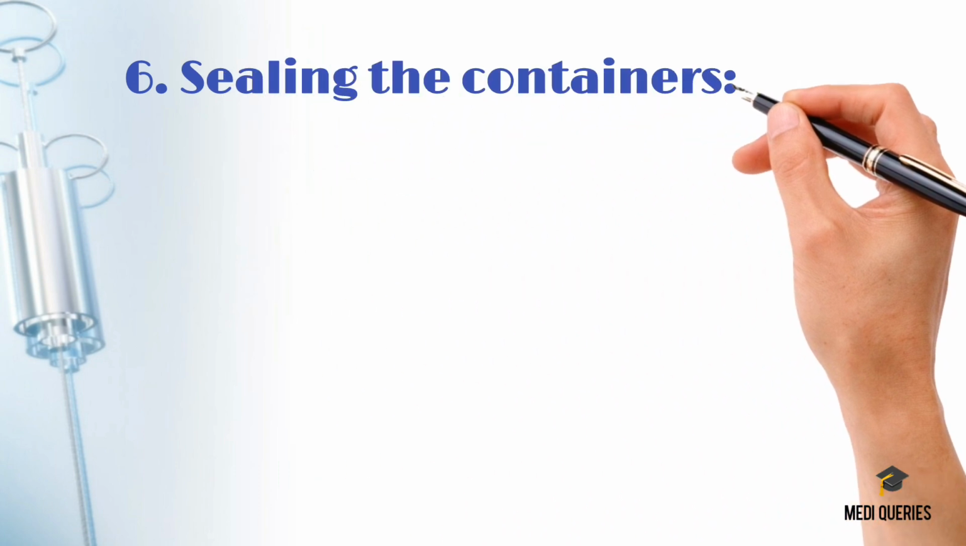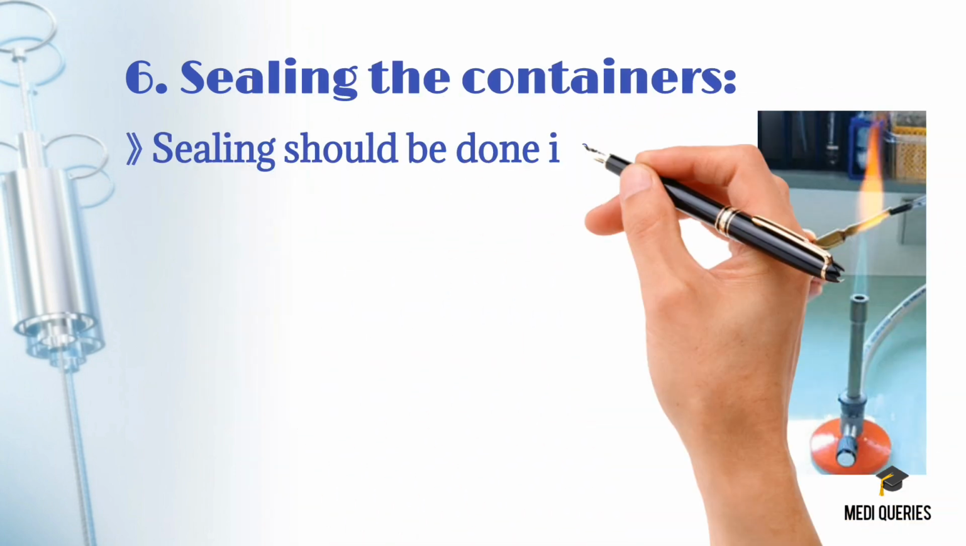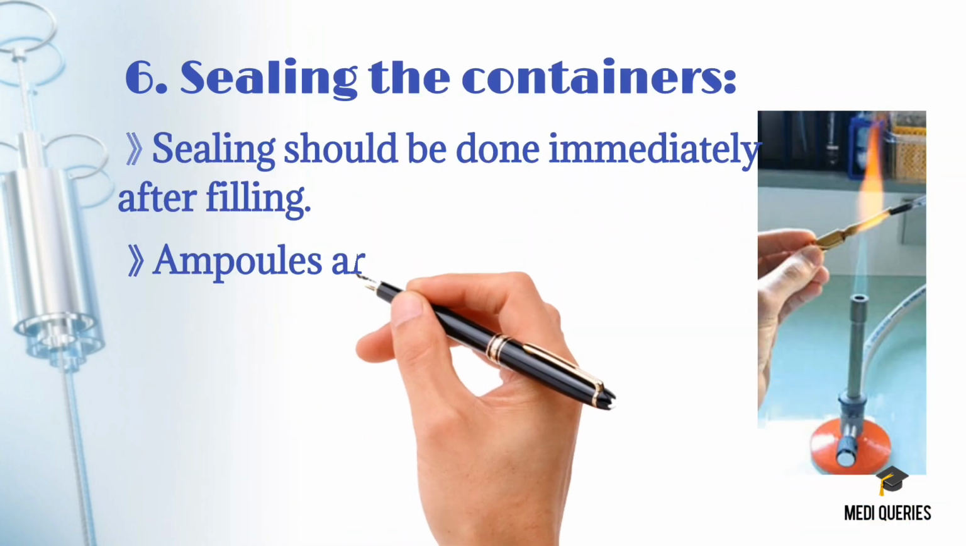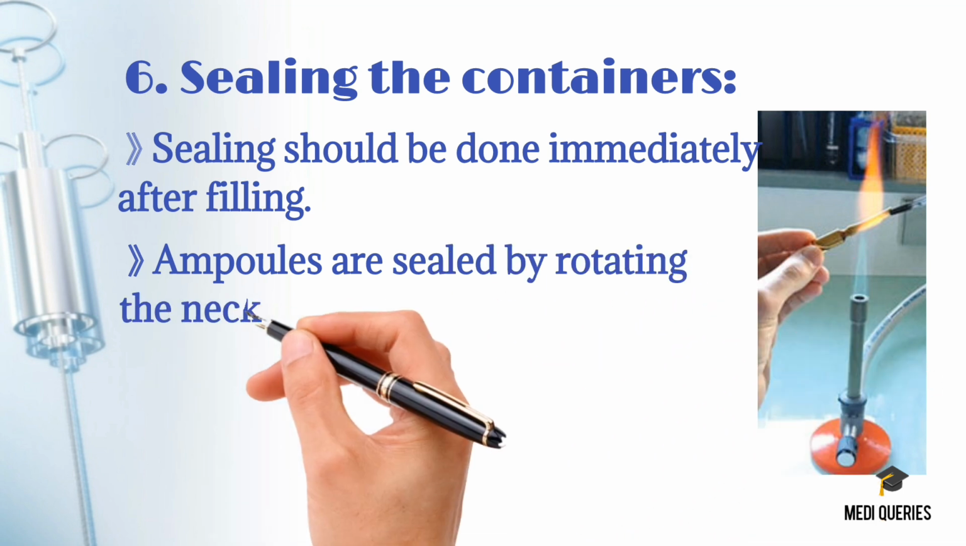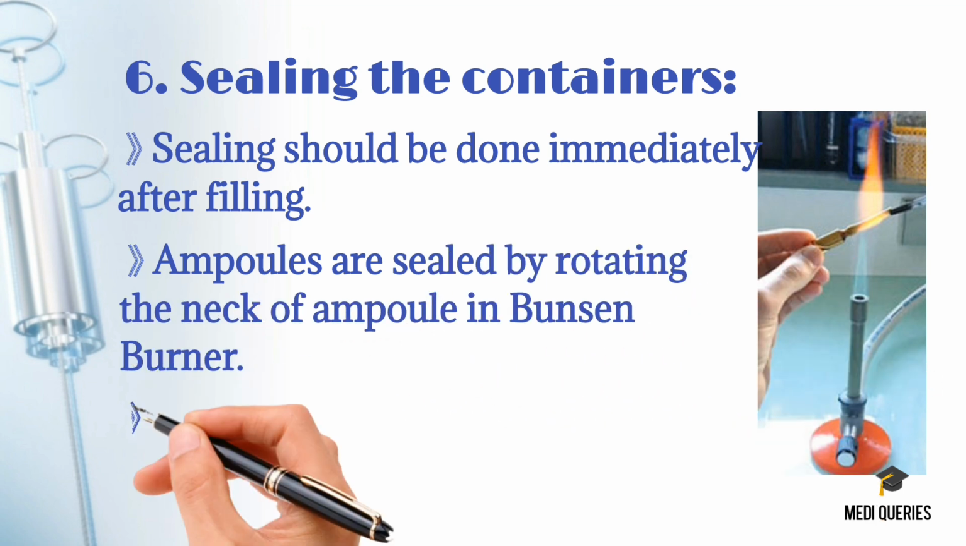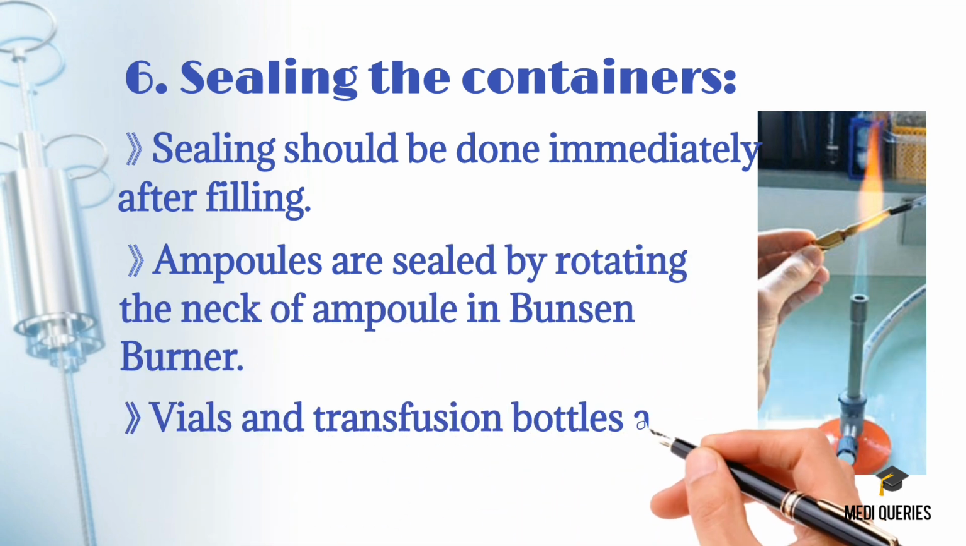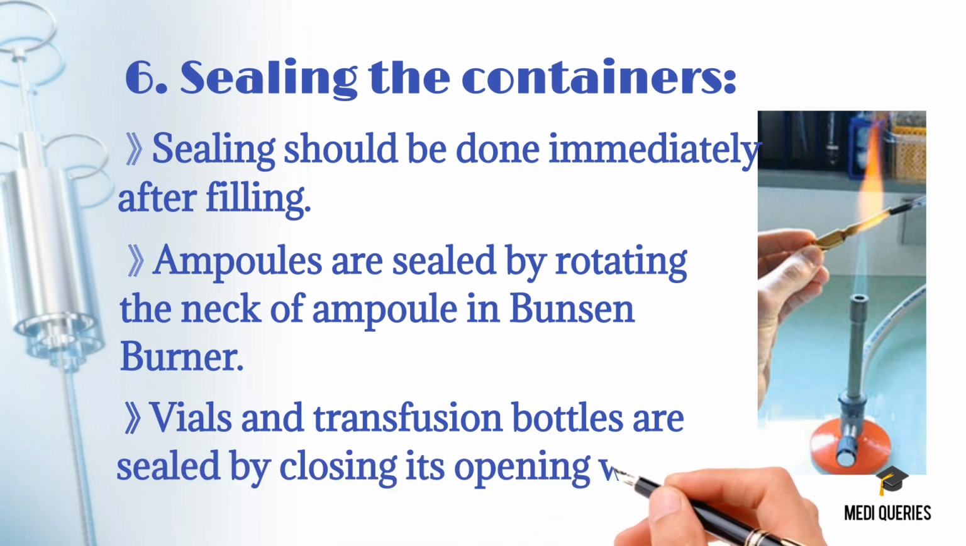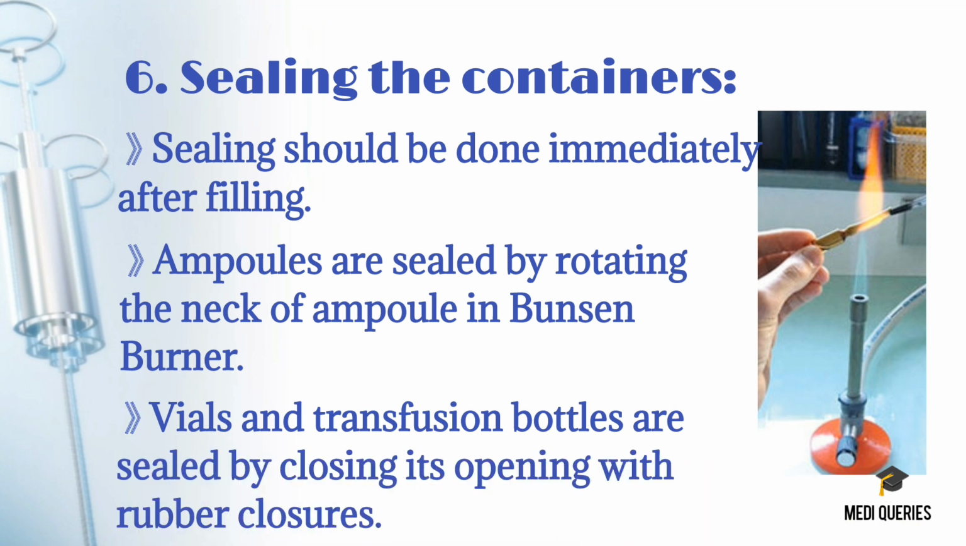And the next step is sealing the containers. Sealing should be done immediately after filling. Ampules are sealed manually on a small scale by rotating the neck of the ampule in the flame of the Bunsen burner. So by using this Bunsen burner, we will seal the ampule in a small scale process.